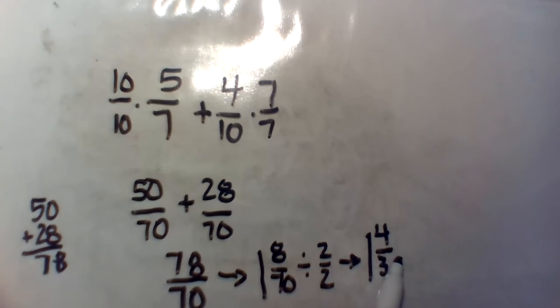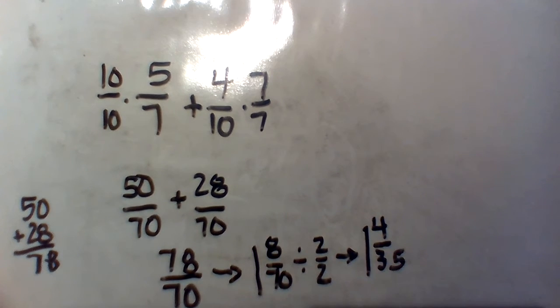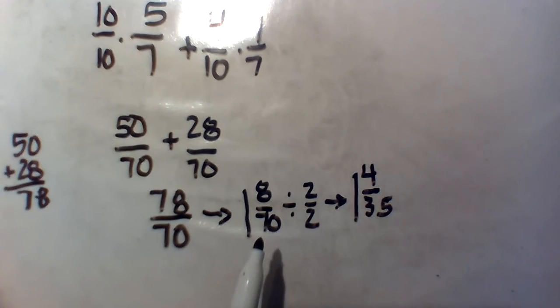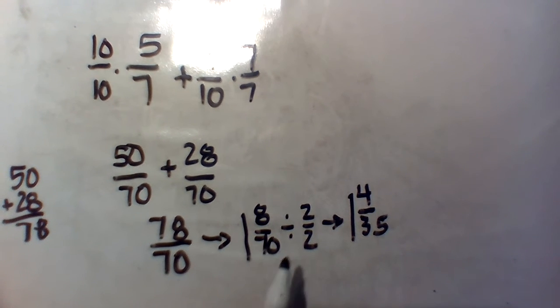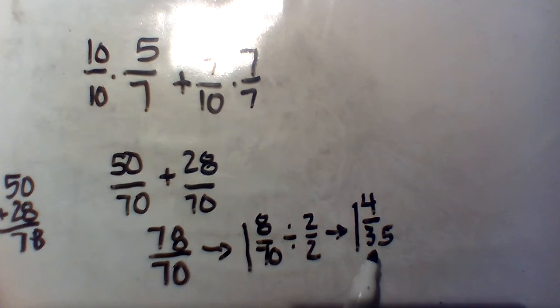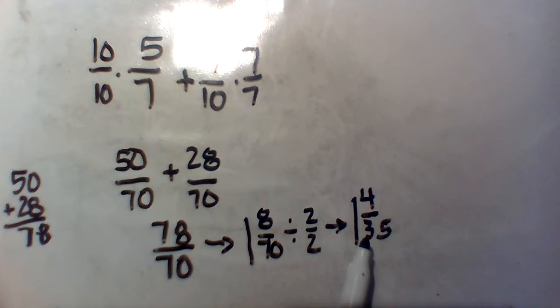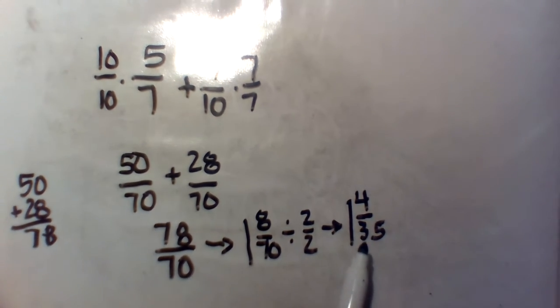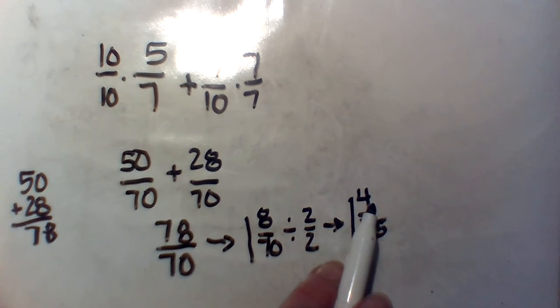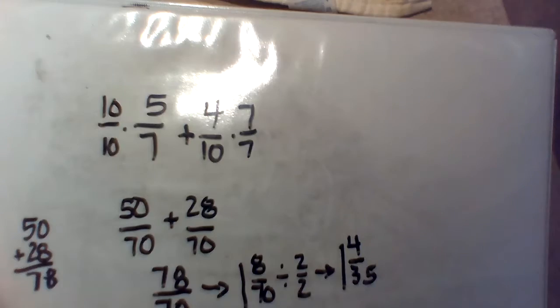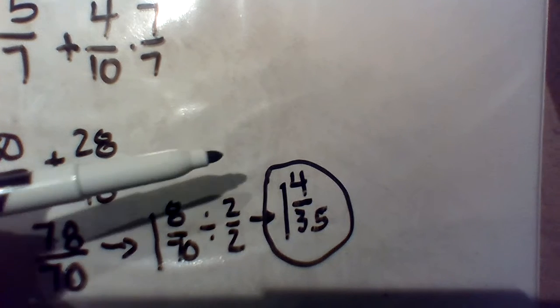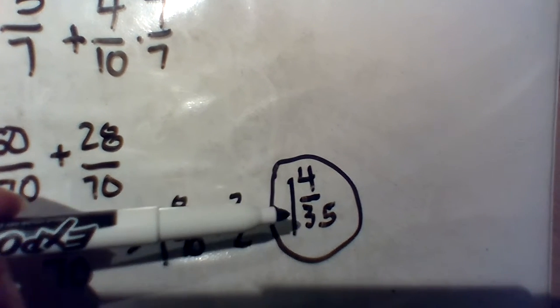Right? Because I'm breaking up my 7. 7 divided by 2 is going to be my 3. And that's going to have 1 left over. And there's my 35. So when I have 35, I know that I cannot split 35 into groups of 4. So this is my lowest terms. So my lowest terms is going to be 1 whole and 4 over 35.